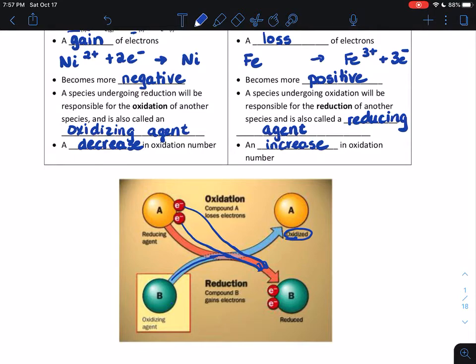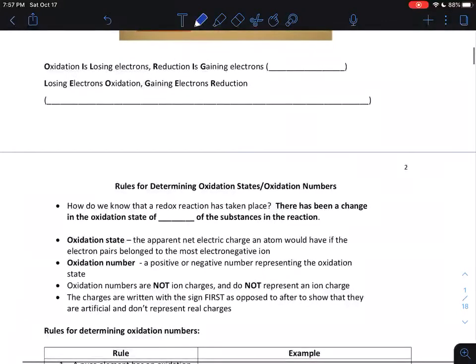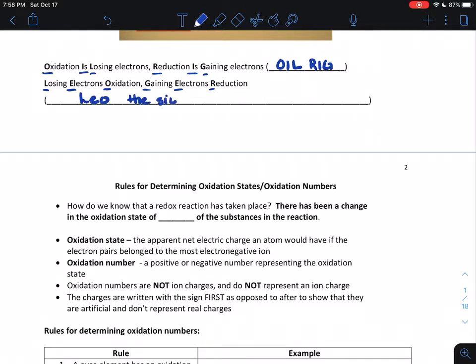So what are these oxidation numbers? We're going to get going with this. Oh, and before we move on, just little things to help you remember. There are two ways of remembering this. OIL RIG: oxidation is losing, reduction is gaining. Okay, that helps you remember it. Or losing electrons is oxidation, gaining electrons is reduction. And it's LEO, basically we say LEO the lion says GER.